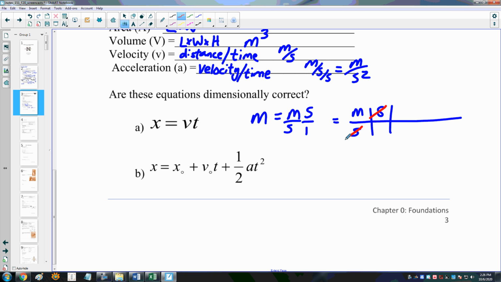So here I know that those seconds, they're going to divide because seconds over seconds is equal to 1. And then that'll just leave units of meters on the right-hand side. So I have units of meters on the left-hand side and units of meters on the right-hand side. So I know that that equation is dimensionally correct.